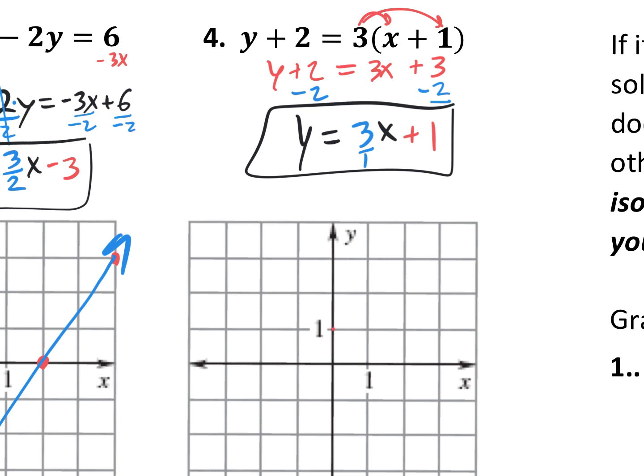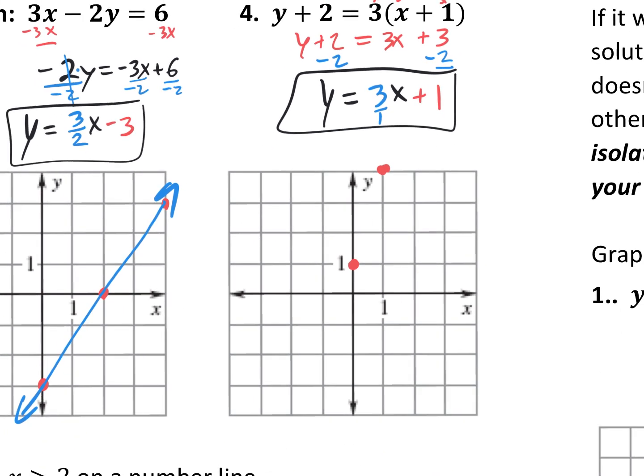We now know that it crosses at 1, and from that value, I rise and run according to my slope, which means I go up 3, 1, 2, 3 over 1 and put a dot there. And if I wanted to extend the line in the other direction, I would go backwards, over 1, down 3, over 1, down 1, 2, 3, and put a dot right here. And then, of course, you connect your dots, put some arrows on it, and there's your graph.